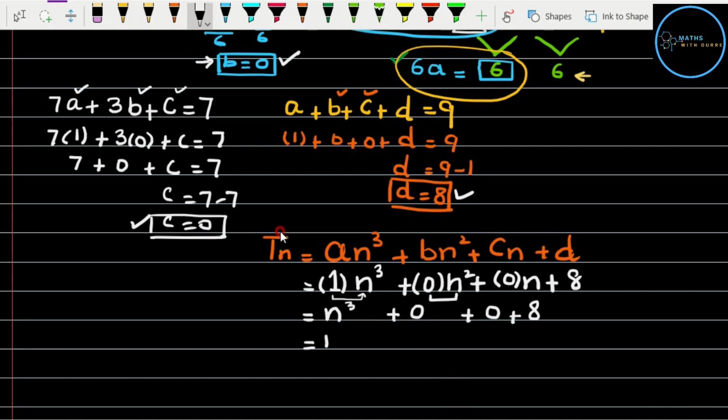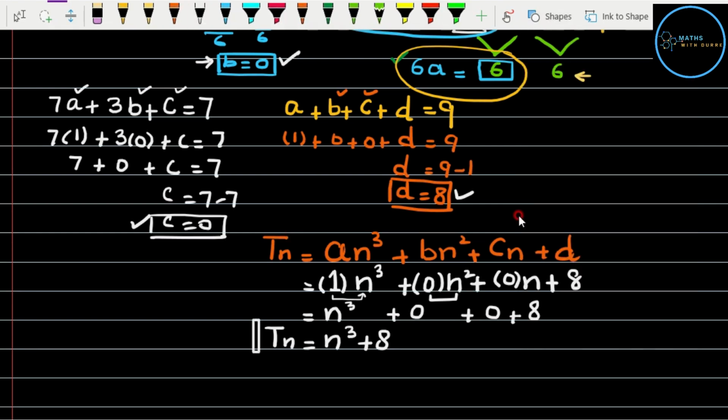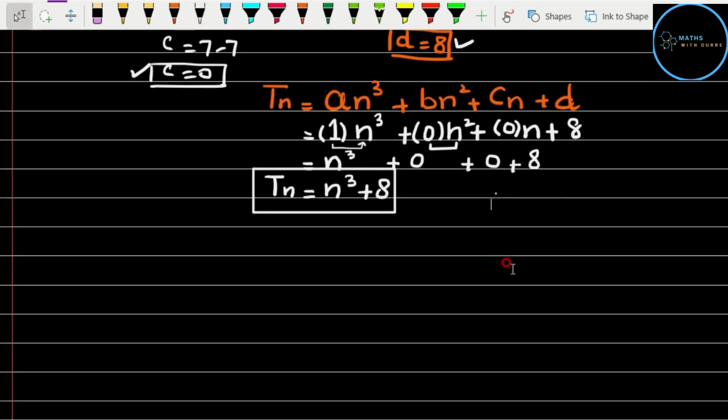So what is the formula? Formula is n cube plus 8 of the given sequence. So this is our formula, or you can say the nth term. Okay, but this is important to cross check. How do we know is this a correct formula or not? I'm going to cross check.